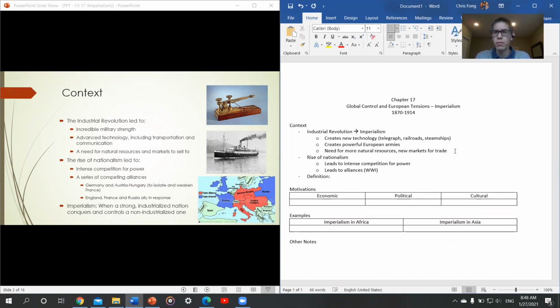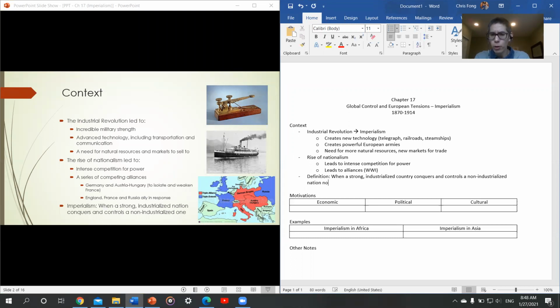And so we do need to get an actual proper definition of imperialism. I always like to say imperialism is when a strong, industrialized country conquers and controls a non-industrialized nation, normally for resources or power, although it's not always quite that simple. This is sometimes called new imperialism. It's generally 1870 to 1914.